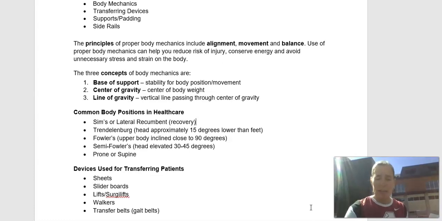When it comes to transferring patients, we do use different types of devices. Something so simple as a sheet. For instance, we use that long flat sheet that is one of the top layers of the sheets that cover the stretcher themselves. We use slider boards. They come in different types of shapes and sizes. We use lifts or surgical lifts. We use walkers, as well as the transfer belt or the gait belt.